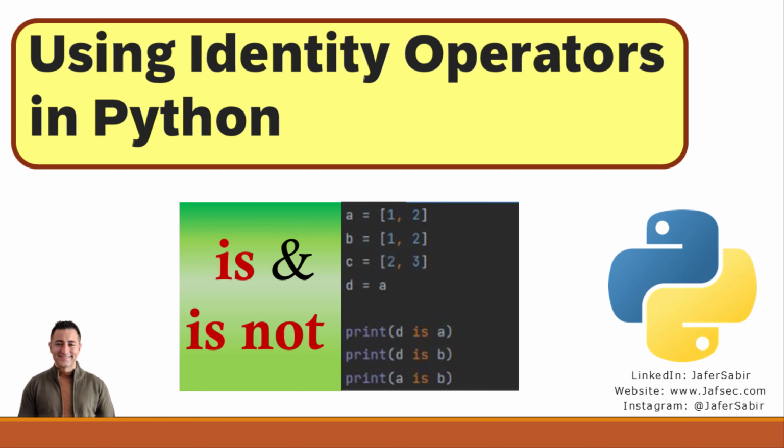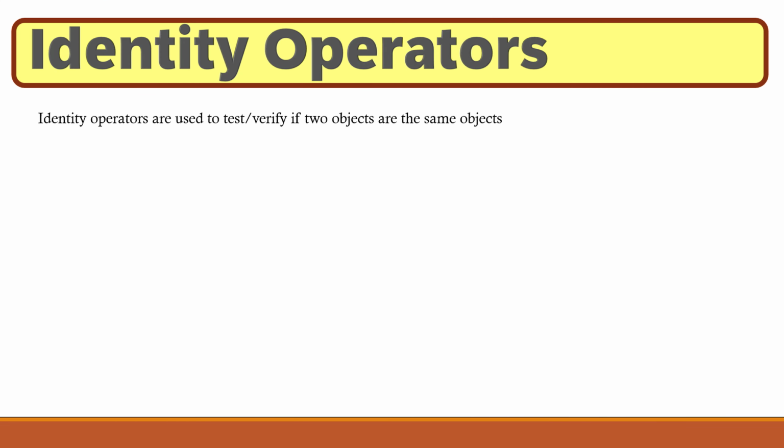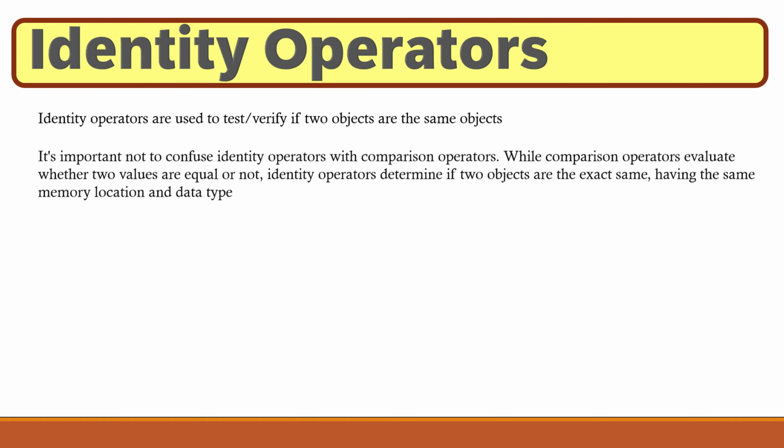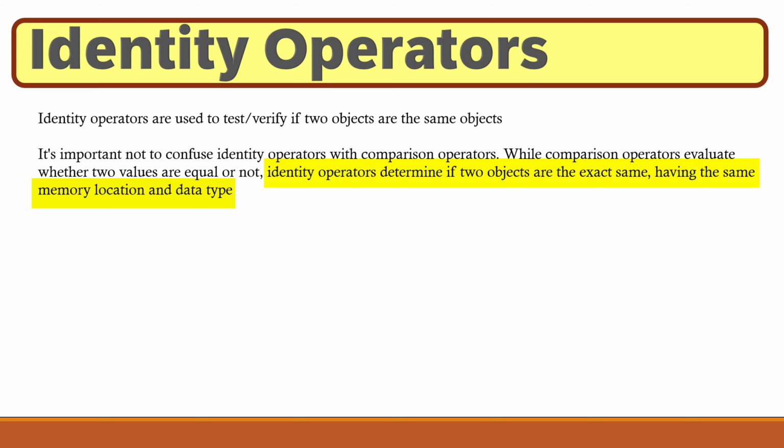In this video, we'll take a look at identity operators. What identity operators do is look at two objects and check whether they are the same object or not. This is not looking at if two values are equal, but if two items are in fact the same item, or technically, they are of the same data type and they share the same memory location.